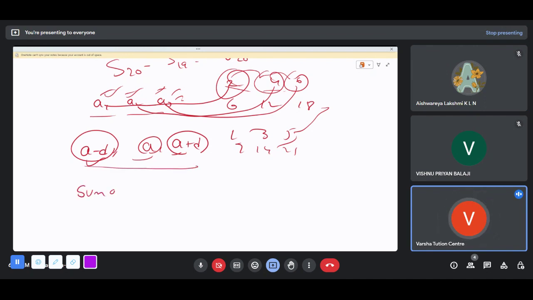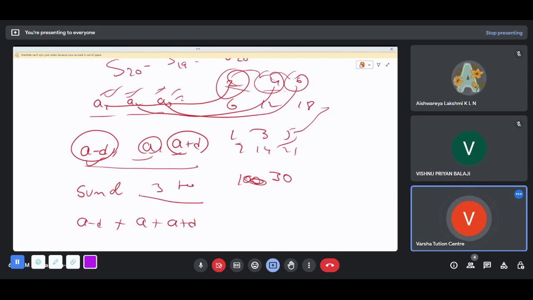The sum of three terms, what will you get? You will say the sum of three terms value is 100. What are you given as the sum of three terms value? Let it be a simple value, we will put 30. Okay. The sum of three terms, how much did you give? 30. That means the sum of three terms is A minus D plus A plus A plus D.